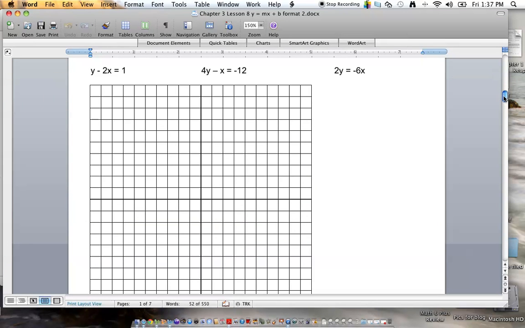All right, so listen. Here are 3 lines, none of which is in proper y equals mx plus b form. What I would like you to do now is talk to people around you, work with people around you, and get all 3 of these into y equals mx plus b form, and then graph all 3 of them. Go ahead. All right, you guys have 6 minutes to get those 3 lines done.